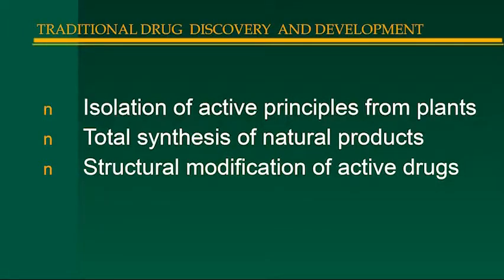So first of all, let's talk a little bit about the traditional way to produce a cancer drug or to find new drugs. Traditionally we have three main paths by which we discover or isolate drugs. The first one is isolation of active principles from plants. The second one is total synthesis of natural products. And the third one is, of course, to structurally modify drugs that we know are already active.